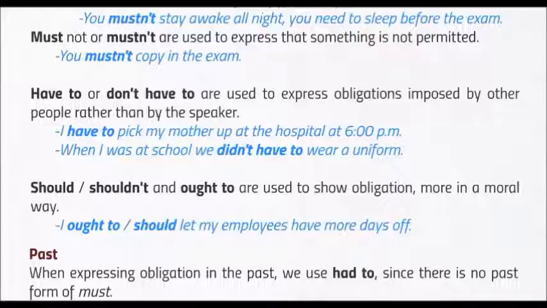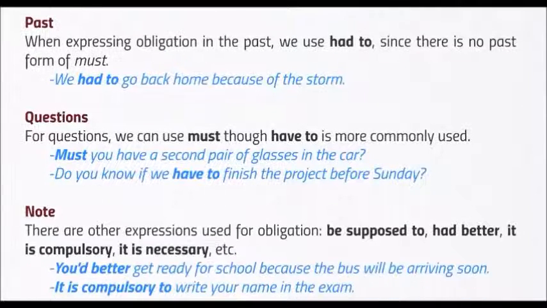Should, shouldn't, and ought to are used to show obligation, more in a moral way. I ought to, I should let my employees have more days off. Now, let's see how these verbs work in the past. When expressing obligation in the past, we use had to, since there's no past form of must. We had to go back home because of the storm.